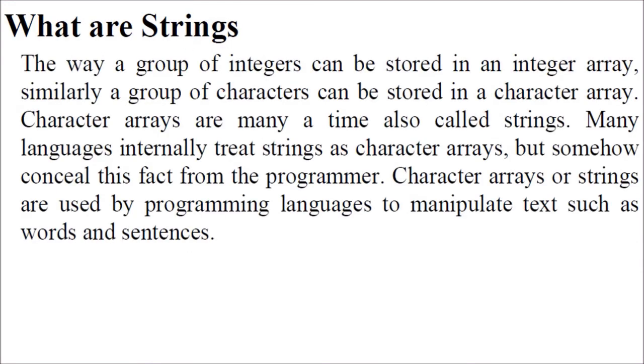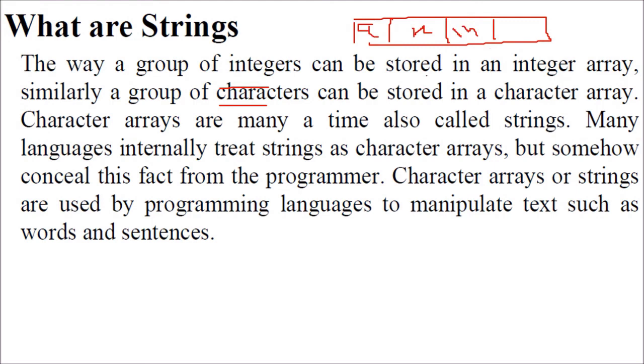As we just saw, integers can be grouped in an integer array. Similarly, we can have characters inside an array. These are characters like a, x, \n. All these are characters, and these characters inside an array are called a string. In many languages, strings are actually treated as character arrays only, but they are somehow concealed from us, from programmers. We always encounter words and sentences in our programs. For that, we know that we are going to deal with strings.